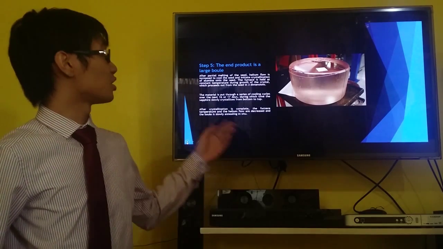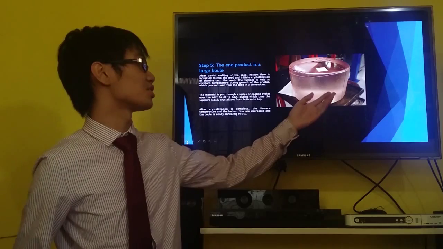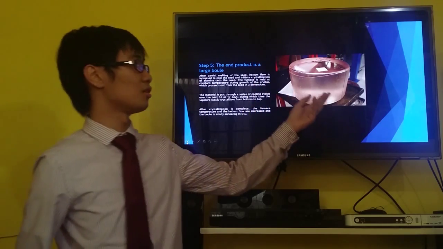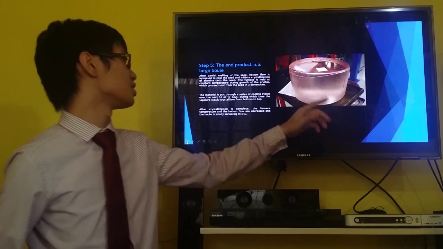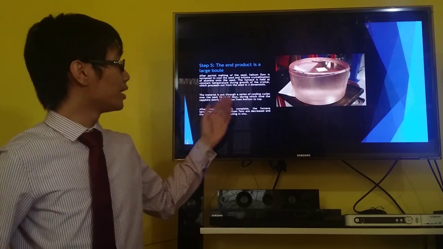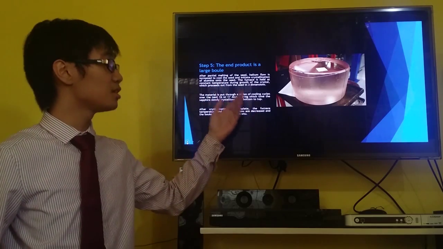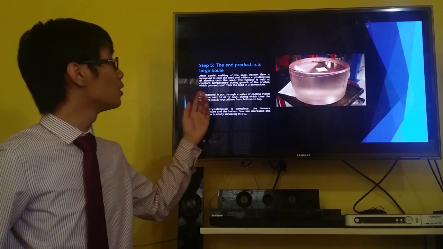The end product is a large boule. As you can see, this is a large boule of sapphire crystal, a single crystal made of sapphire that large. That is very big. After partial melting of the seed, the helium flow is increased to cool the seed and initiate crystallization of aluminum into the seed.